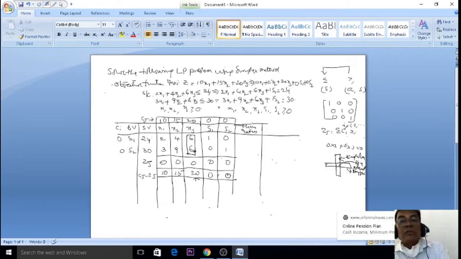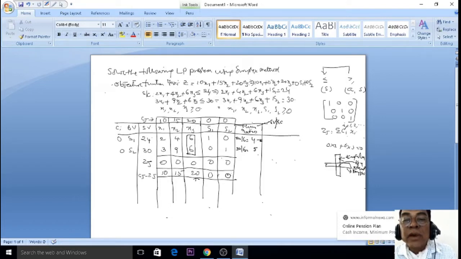Okay, students, the key column. How to identify the key column? In Cj minus Zj, select the maximum positive value. If we have two same maximum values, select any one. There is no restriction. Now come to the minimum ratio. What is the basic formula? SV by KC, solution value by key column. The solution values here are 24 divided by 6, that is equal to 4. 30 divided by 6, that is equal to 5.